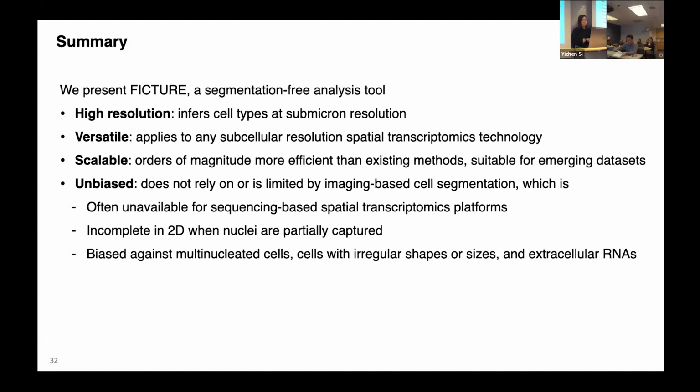We want to argue it is less biased compared to segmentation-based analysis, because cell segmentation is often unavailable for sequencing-based platforms, and is incomplete in two dimensions because the nuclei and cells are only partially captured. It's also biased against multinucleated cells with irregular shapes or sizes, and it completely ignores the actual cellular analysis.